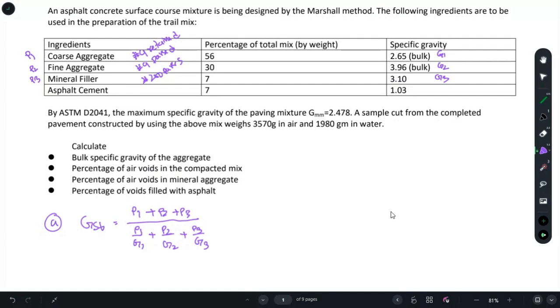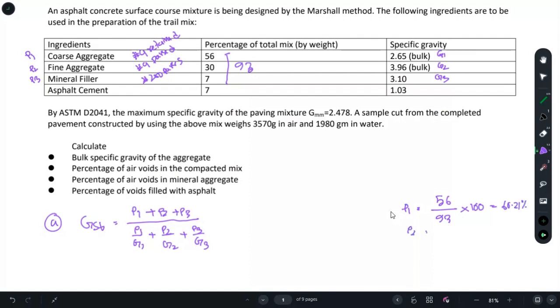P1, P2, P3 is the percentage of aggregate ingredients of the total percentage of aggregates, not considering asphalt cement. So for that we'll have some correction, that is P1 will be 56. We got 56 out of 56 plus 30 plus 7. For this sum is 93. So we got 56 out of 93. But if we change it for 100, we'll get a different value, that would be 60.21, is the percentage.